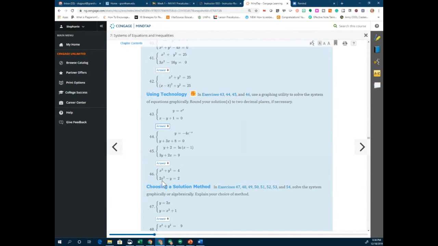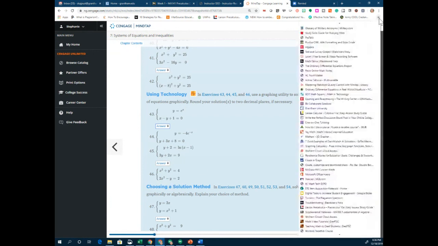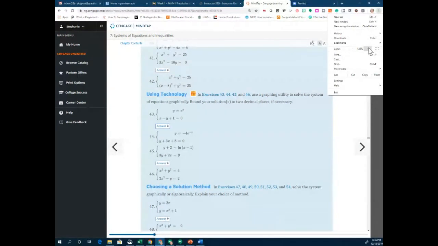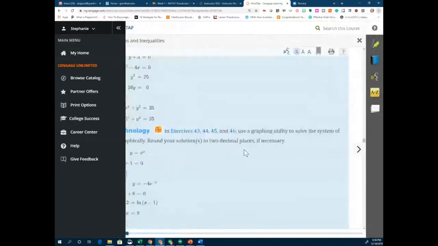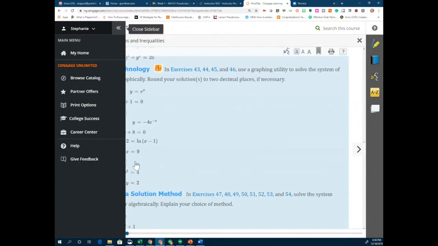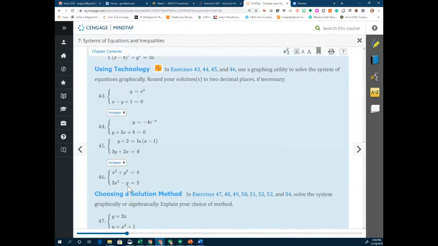Now 46 here you don't have to do by graphing, because yes, you have an x squared and a y squared and you have another squared, but we know how to solve things with quadratics. That's not going to cause any problems. What would generally happen here is that you would end up with something x to the fourth. If you solve the second equation for y and plug it in for y squared, you'd end up with something x to the fourth.